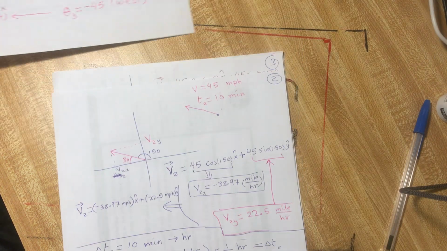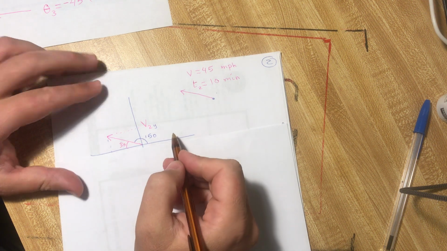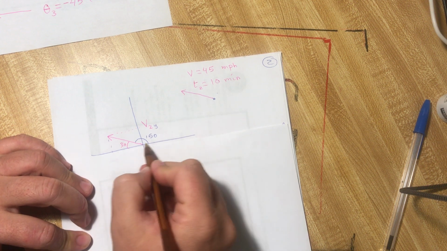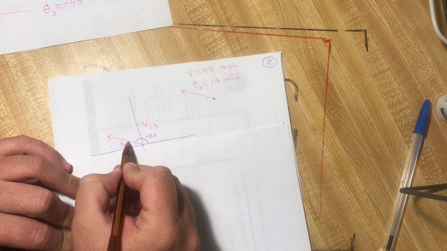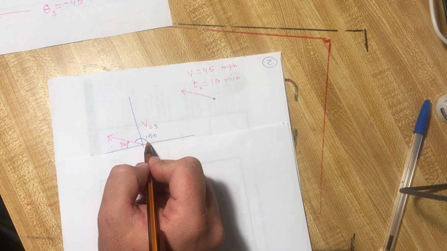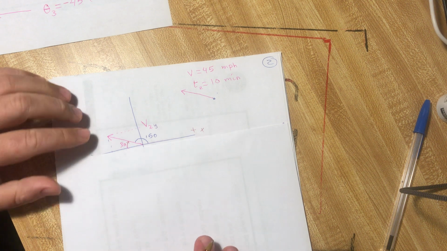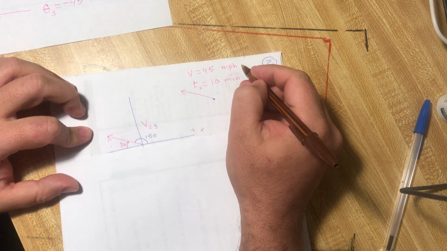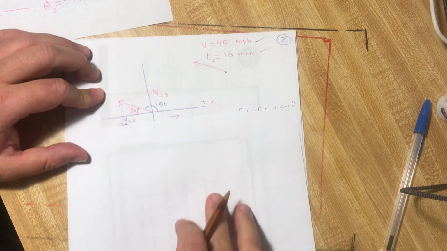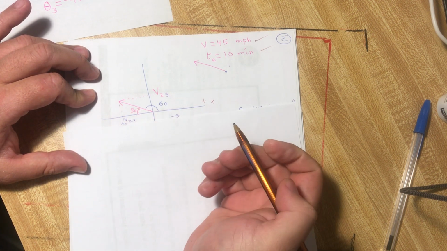Now the second stage. The airplane finished its movement in the first stage, and now it has 30 degrees above the negative x axis, which is 150 with respect to positive x. Now the velocity is still 45 miles per hour and the time is 10 minutes. So I need to compute the components of this vector.